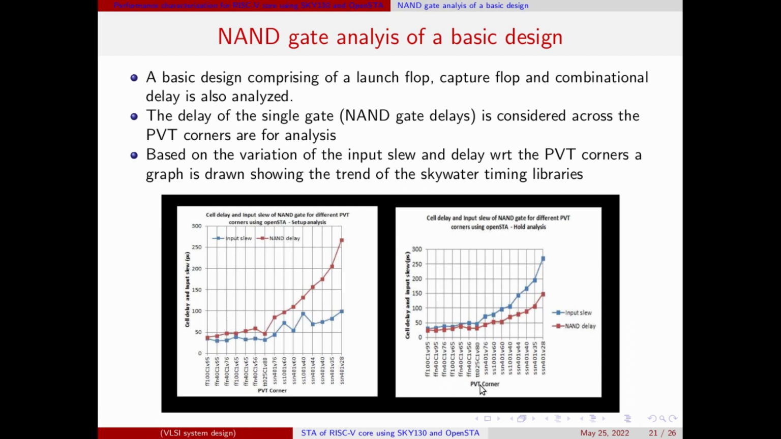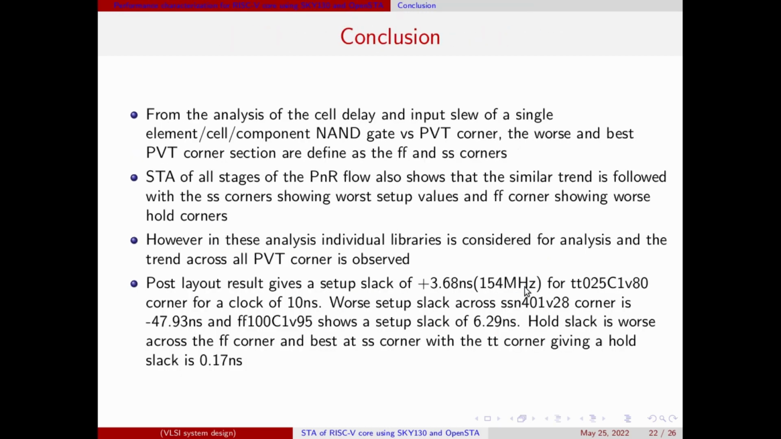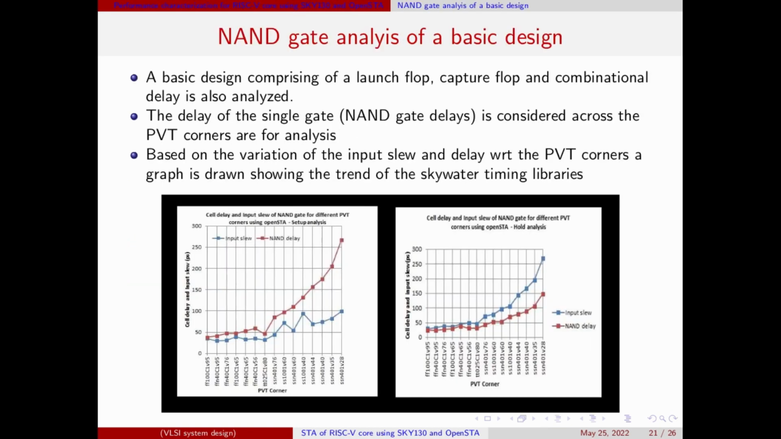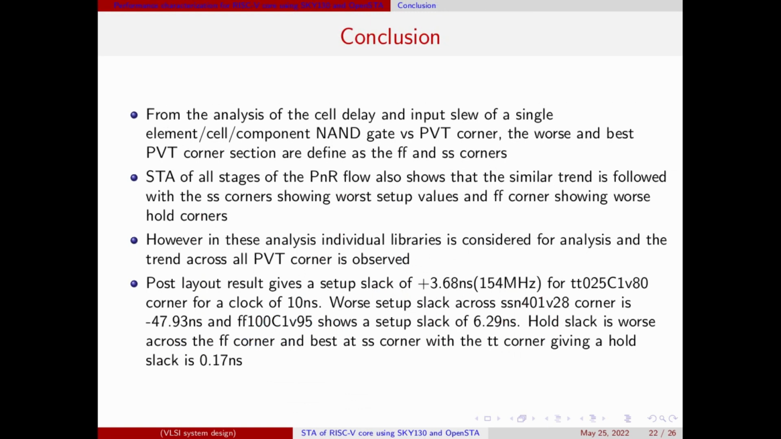And in case of the NAND gate delay obtained during the hold analysis, in this case also the cell delay shows the best value across the FF corner and the worst value across the SS corner, and the input slew also follows a similar trend. Now, based on our analysis of the STA of the RISC-V for the different PNR stages, and then delay analysis of a basic design, we can say that in case of the setup slack, the best corners are the FF and the worst corners are the SS, and in case of hold slack, the best corners are the SS and the worst corners are the FF.